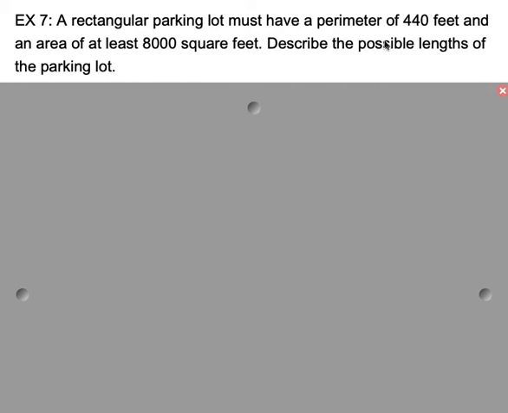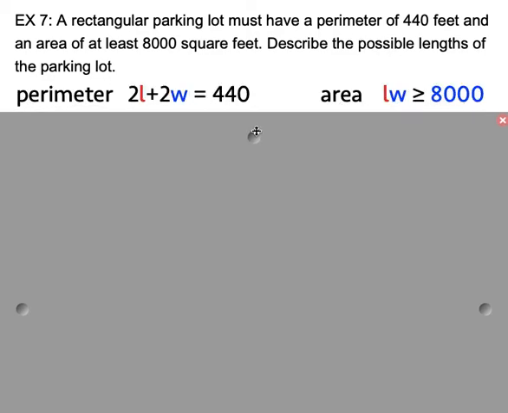So the perimeter, if you remember back, is 2 times the length plus 2 times the width. So we want it to be exactly 440. And then we want our area to be at least 8,000. So what we would say is our area, since the rectangle's length times width, has to be greater than or equal to 8,000. Now, it said describe possible parking lot lengths.